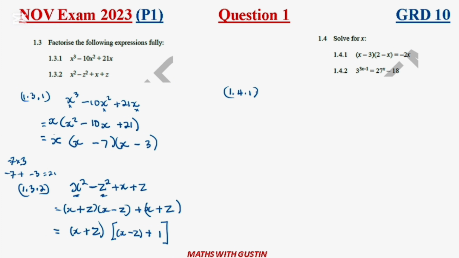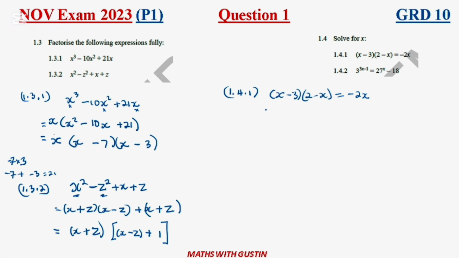Now 1.4 says that you need to solve for x. 1.4.1 says that we need to solve for x minus 3 times 2 minus x is equal to negative 2x. Okay, so what do we do first here? We've got a negative 2x here. What we do, we need to remove the bracket.